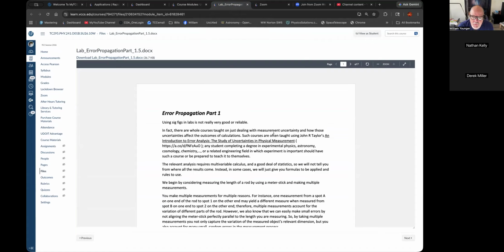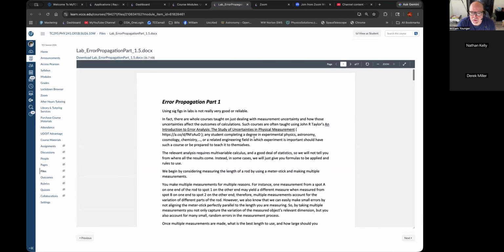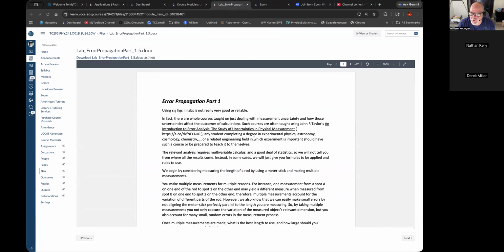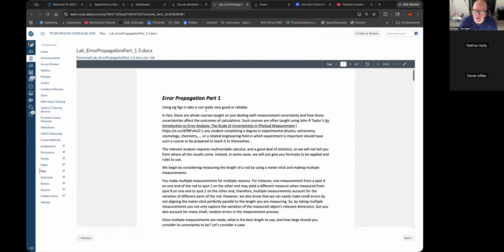So your job in this document is to read it in its entirety and make some sense of it. You can actually look, I have several lectures of it online on my YouTube channel, so you can do a search for error propagation, or even the word propagation would probably be sufficient, and you'll find lectures of it. But the main thing is that sig figs don't work that well.